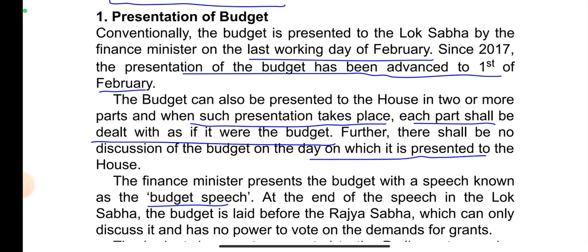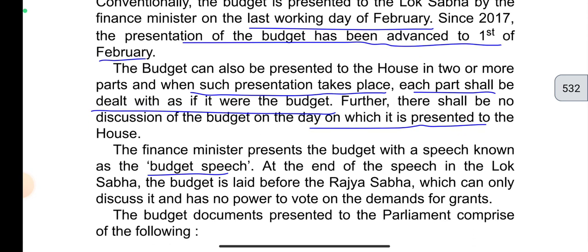Okay, उसके बाद पहले लास्ट दिन था, अब पहले दिन हो गया. The budget can also be presented to the House in 2 or more parts, and when such presentation takes place, each part shall be dealt with as the budget. Further, there shall be no discussion of the budget on the day on which it is presented to the House. The finance minister presents the budget with a speech known as the budget speech. At the end of the speech in the Lok Sabha, the budget is laid before the Rajya Sabha, which can only discuss, and it has no power to vote on the demands for grants.